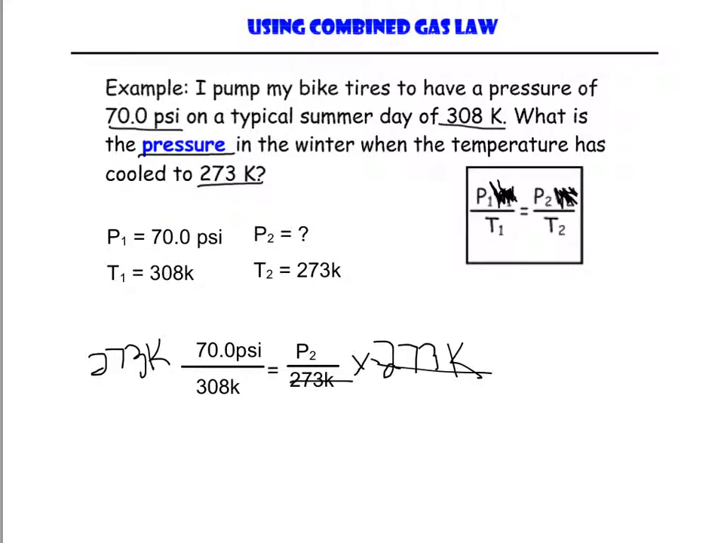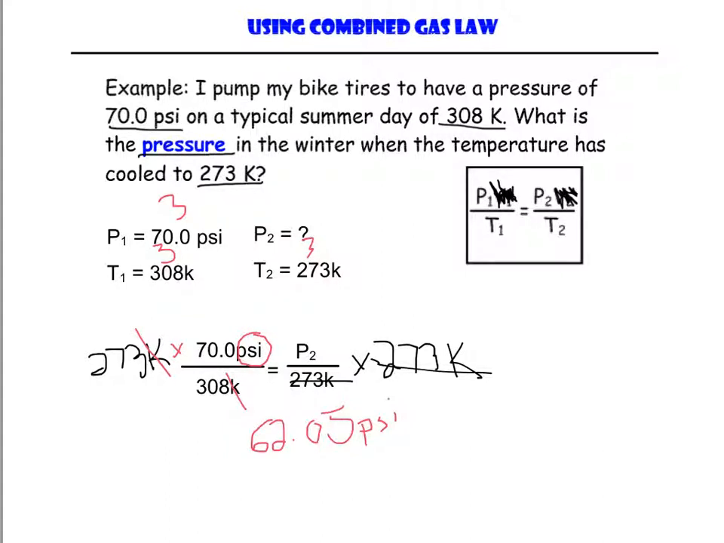And on the left side here, Kelvin cancels out, Kelvin cancels out, and we are left with our units of psi. So we take our 273 times 70 divided by 308, and we get an answer equal to 62.05, and our units are psi. But please remember to always use your sig figs. So we have 3 sig figs in each of these, so we will have 3 sig figs in our answer.